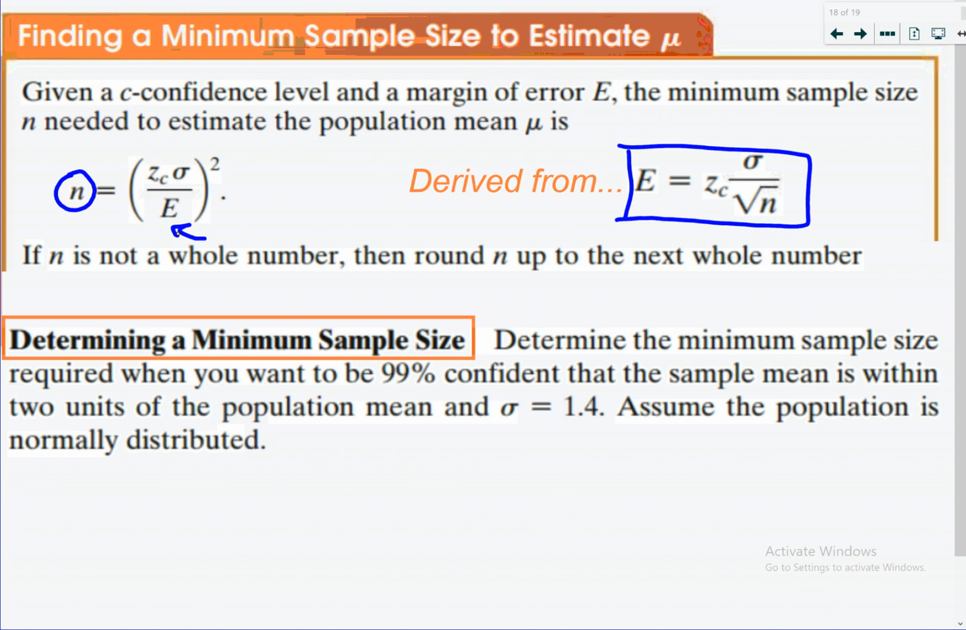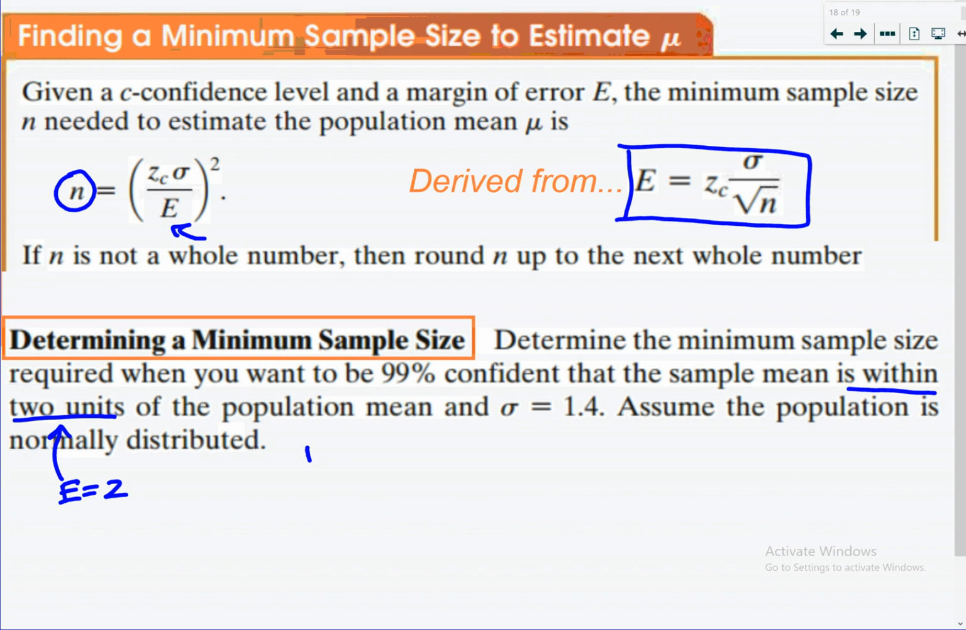Problem. Determine the minimum sample size required when you want to be 99% confident that a sample mean is within 2 units of the population mean. If they tell you something like within 2 units, that's your E, because we're adding and subtracting that E value to our sample mean to get the interval. So E is 2. And we're told that our standard deviation is 1.4. Assume we're normally distributed. Okay, so we meet our check there.